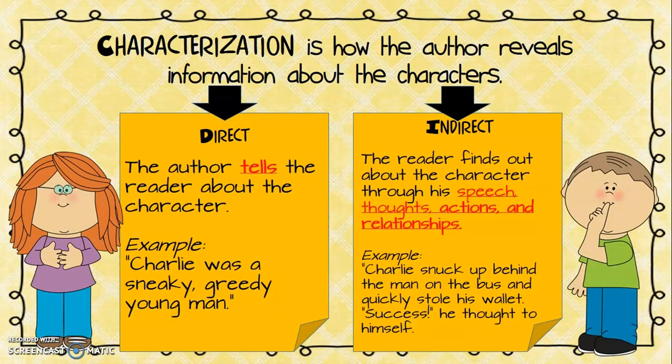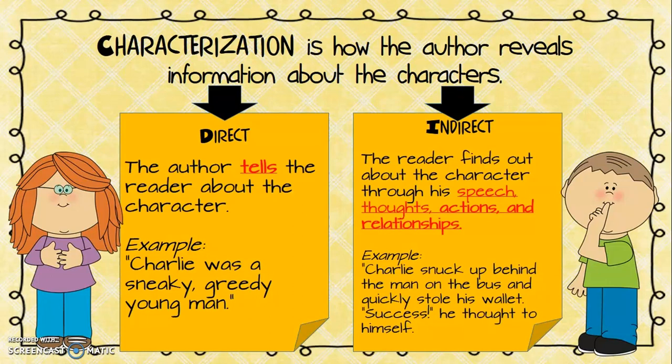Characterization is how the author reveals to us information about the characters. Direct characterization is when the author comes right out and tells us, the reader, about the character. For example, Charlie was a sneaky, greedy young man. In that case, the author came right out and told us directly what those characters' traits were.